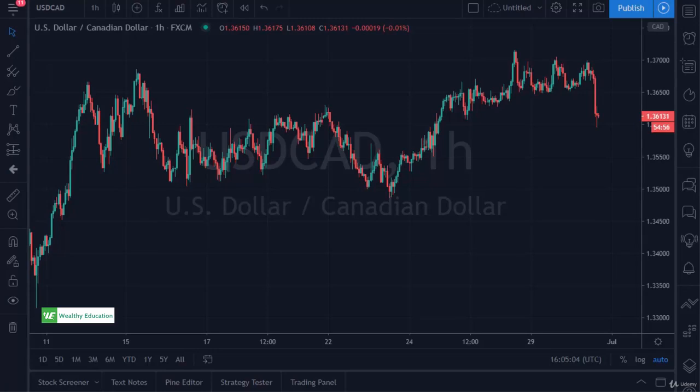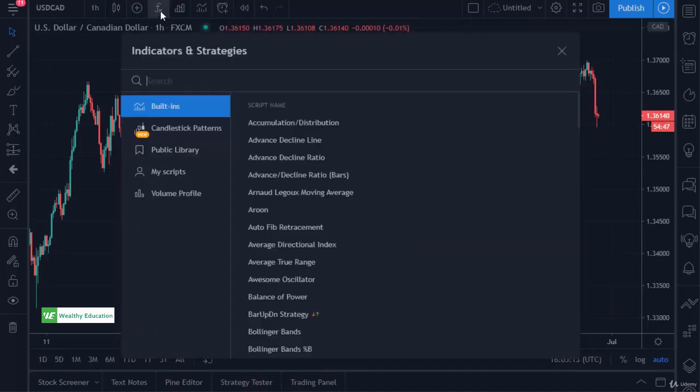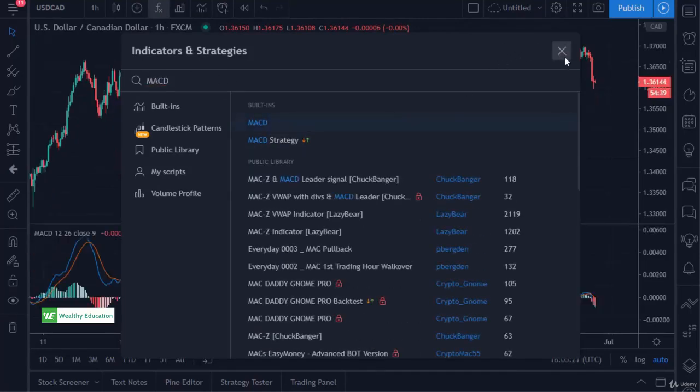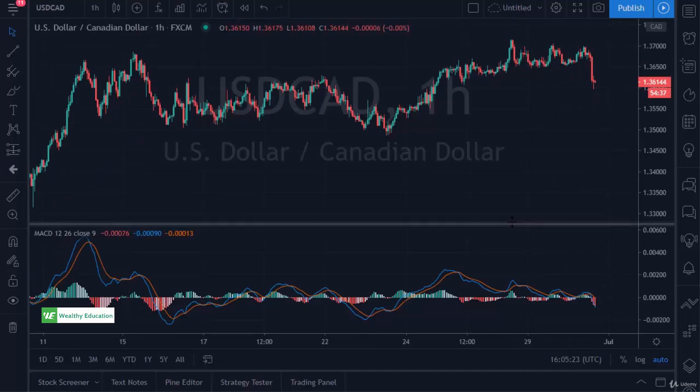In this video, we'll take a look at something called the Moving Average Convergence Divergence Indicator, or MACD. To pull the MACD up, you click on Indicators and Strategies and type in MACD. Make sure you hit Strategy. And you see it brings up a secondary window for the indicator.